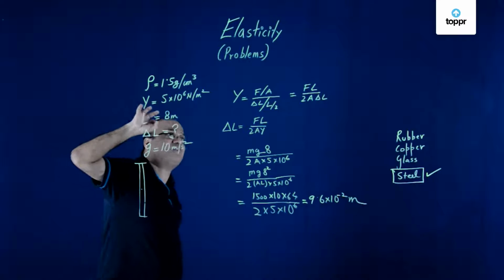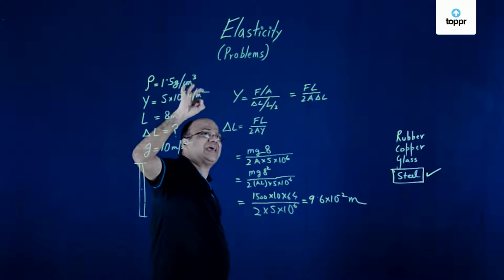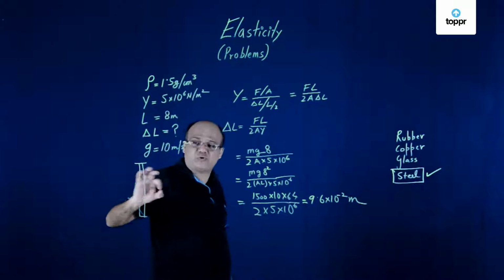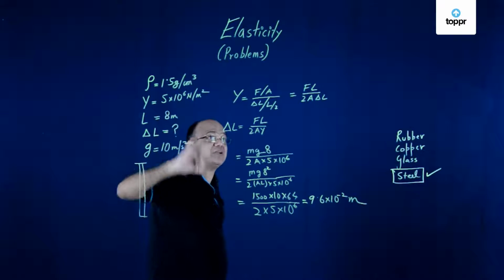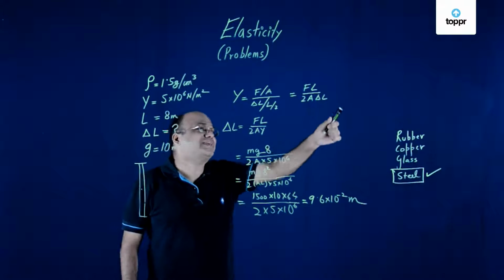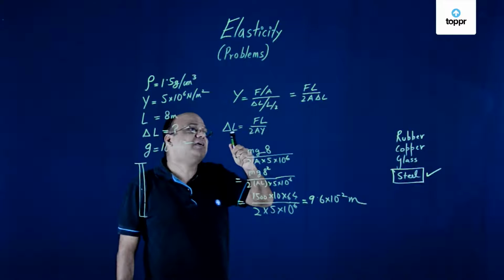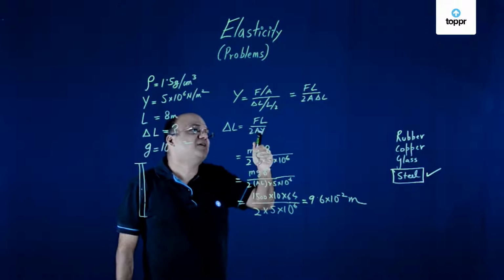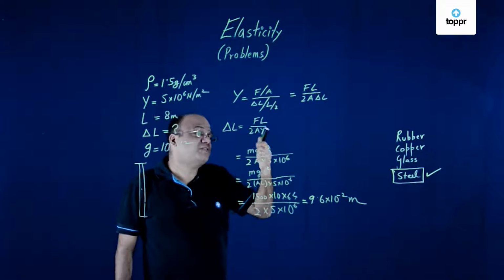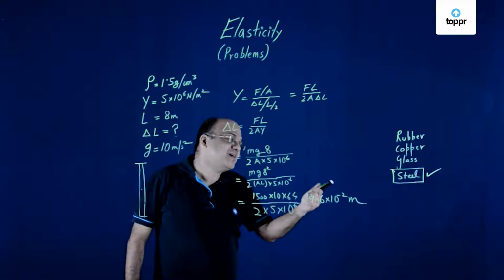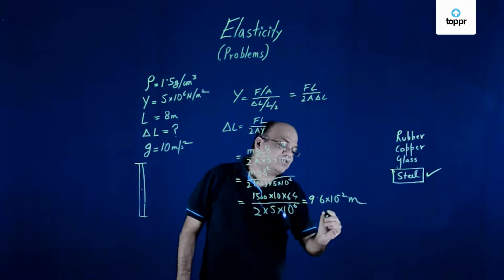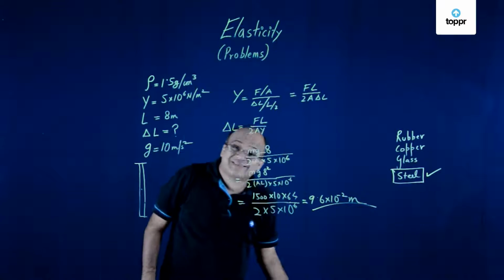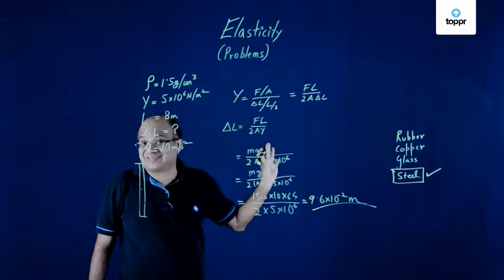So use the formula Y equal to F by A, delta L by L. But here L became L by 2 because the weight acts at the midpoint. So FL by 2A delta L. So from here we get delta L equal to FL by 2AY. Then we substituted the values and we got the answer as 9.6 into 10 to the power minus 2 meters. As simple as this.